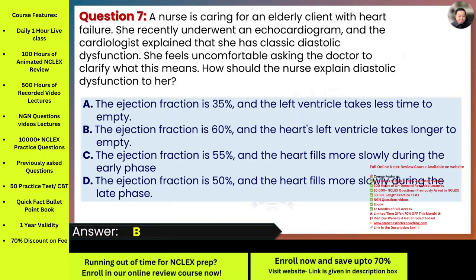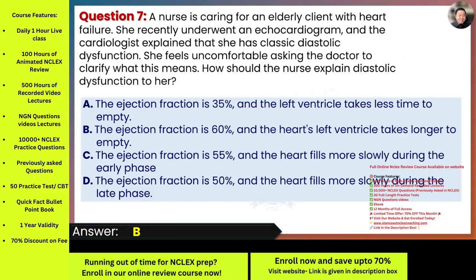Now, what about letter C? 55% ejection fraction and the heart fills more slowly during the early phase. Well, this might seem plausible because it suggests the heart fills slowly during the early phase, but it's still not correct because diastolic dysfunction affects both phases of filling, not just the early phase. And the late phase, which is the atrial kick phase, is often a compensatory mechanism. So this answer oversimplifies the problem.